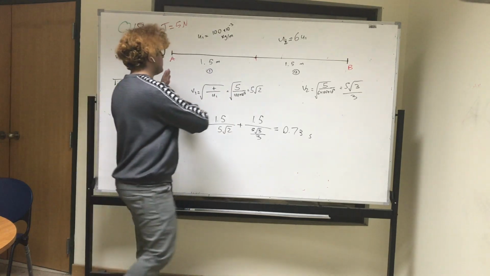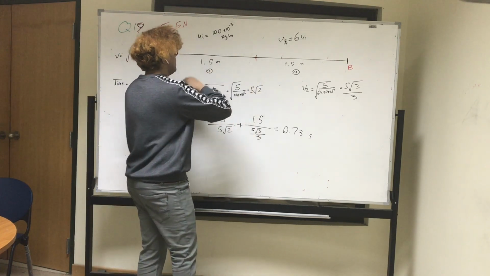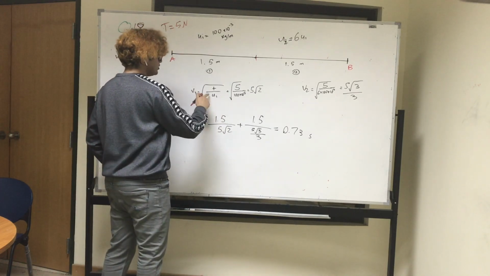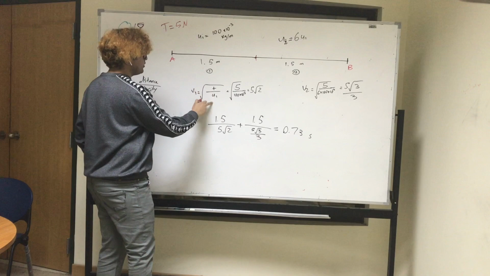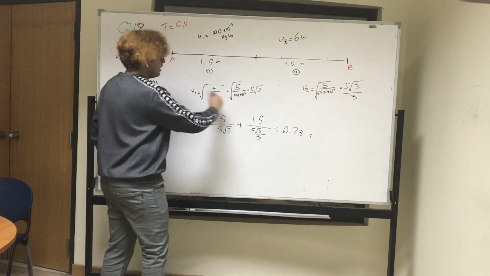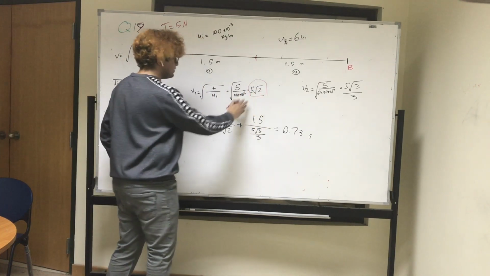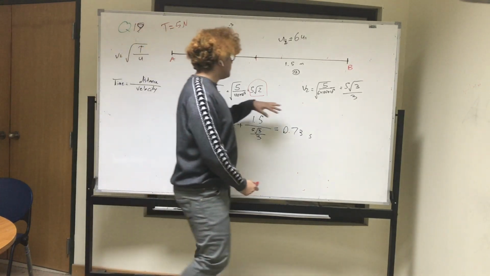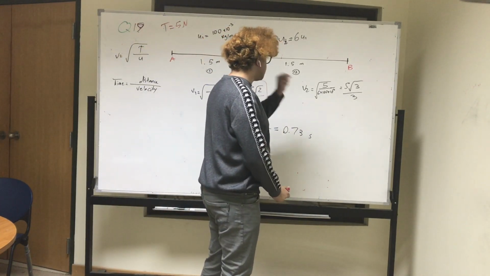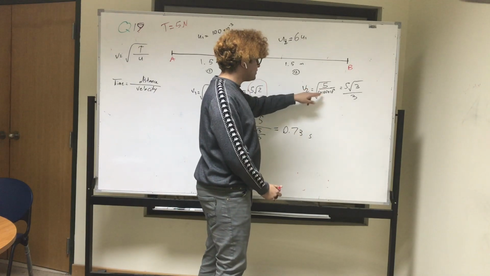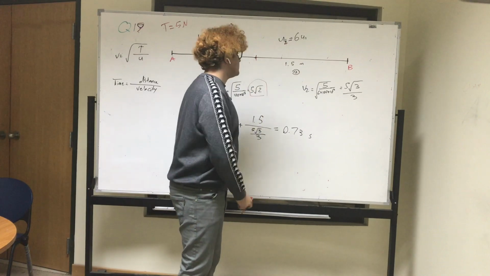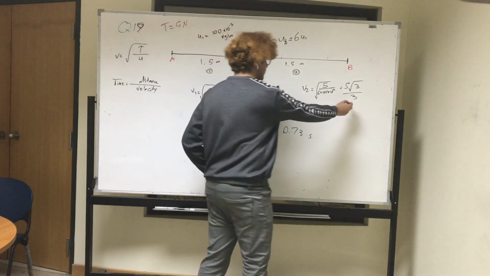The first part deals with the first string. The velocity of the wave in the first string is equal to the square root of the tension over the linear mass density, which is 5 times the square root of 2. And the velocity in the second string is equal to the square root of 5 over 6 times the first linear mass density, and it's going to be equal to this number.